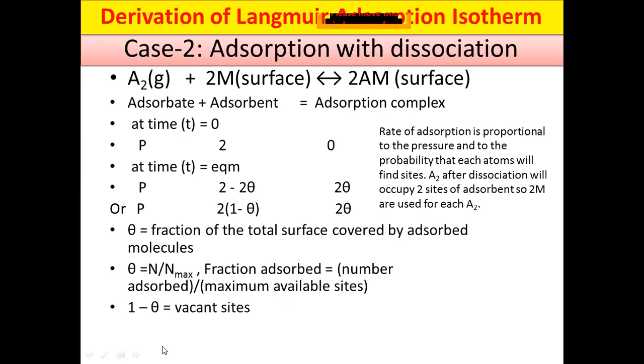So 1 minus theta, again, these are the vacant sites, and P is the pressure of the gas. So this is the starting of the derivation of the adsorption with dissociation.